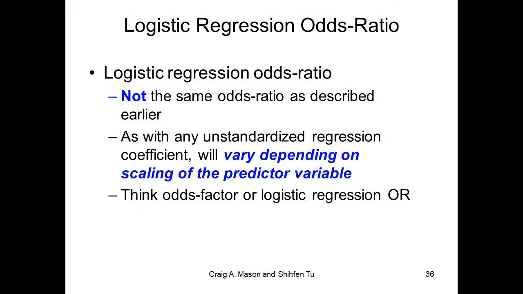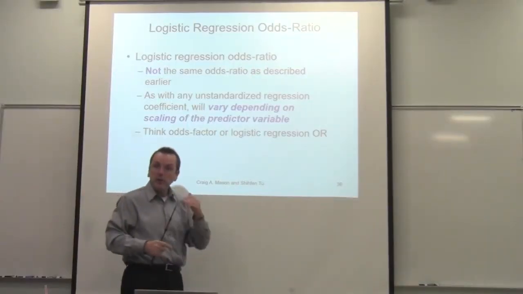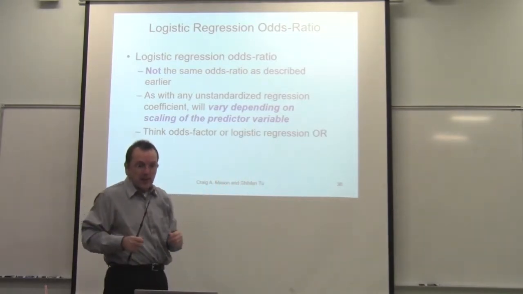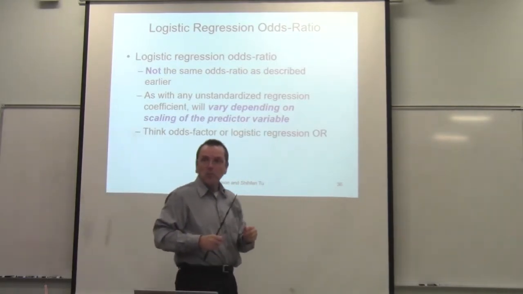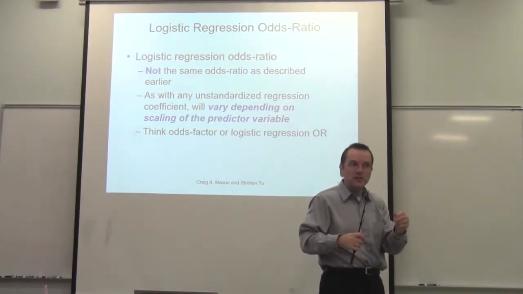Now, it's not the same as the odds ratio we described earlier, because that was just talking about the very static, this group versus that group. Now, with logistic regression and a continuous predictor, it's one unit increase, another unit increase, another unit increase.